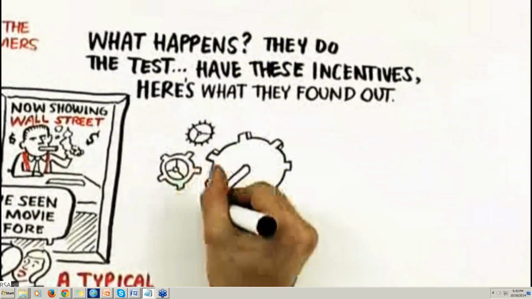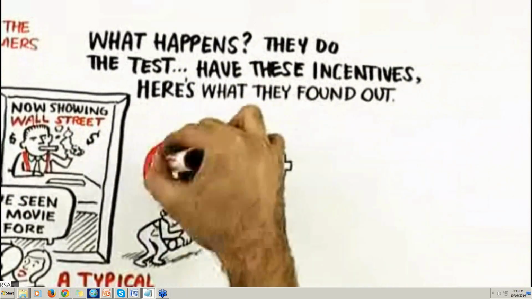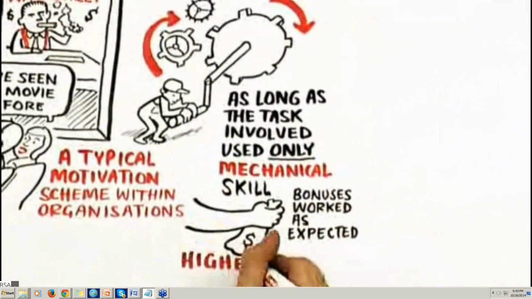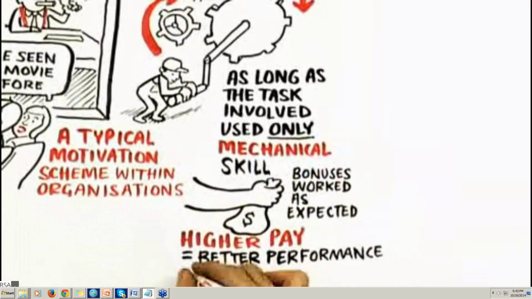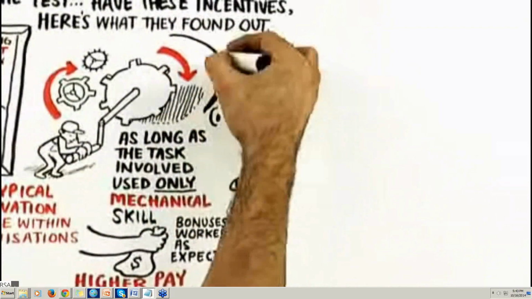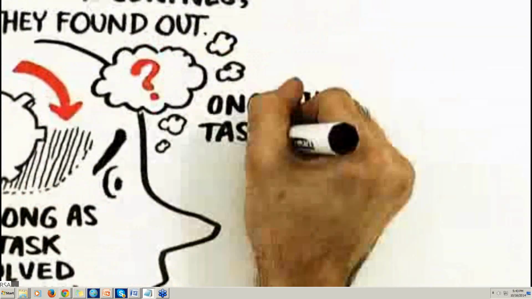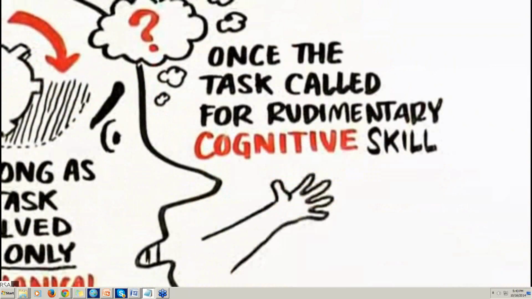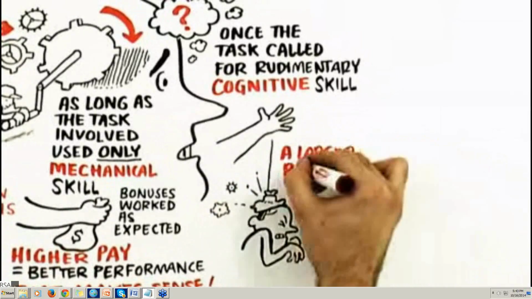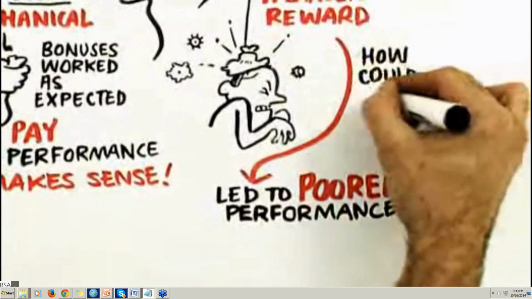As long as the task involved only mechanical skill, bonuses worked as expected: the higher the pay, the better the performance. That makes sense. But once the task called for even rudimentary cognitive skill, a larger reward led to poorer performance. Now, this is strange, right? A larger reward led to poorer performance? How can that possibly be?